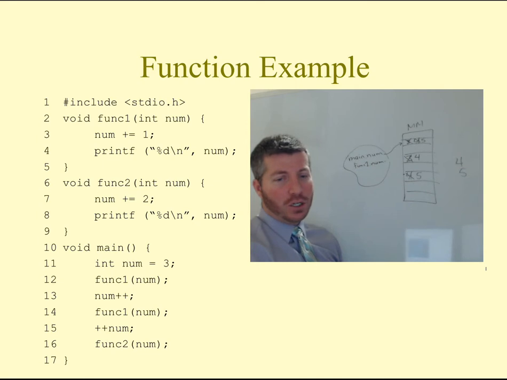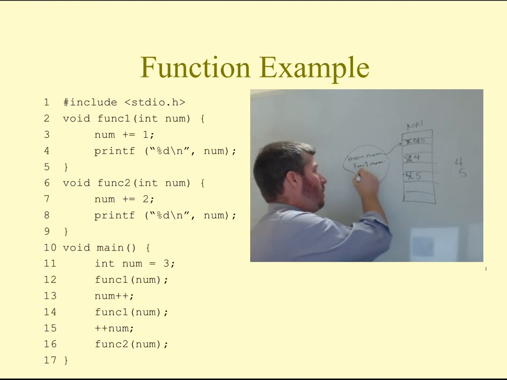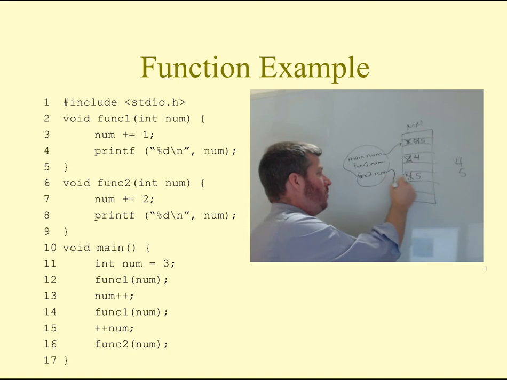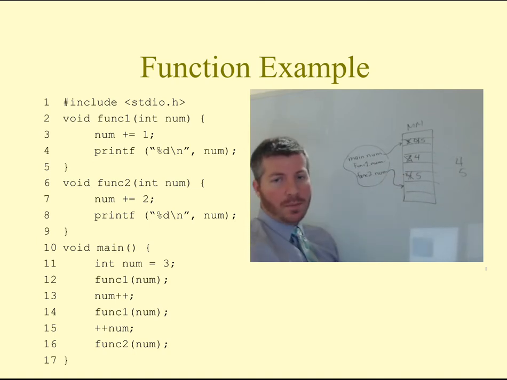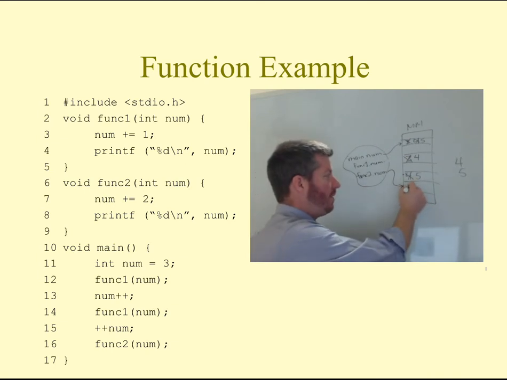Then I call func2, passing in num. Now func2 has a variable num that was declared on line 6. So now I'm going to have another variable called num declared in func2 pointing at some location in main memory. The initial value of that variable is the one that was passed in. On line 16, I passed in the value of the num variable in the main function, which is a 5. I pass that into the function. I get a 5 to start.